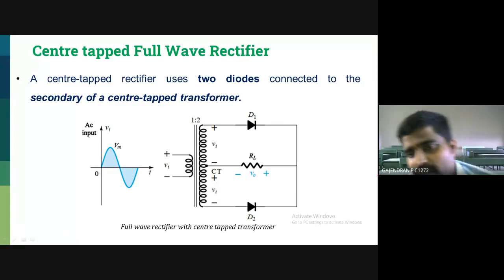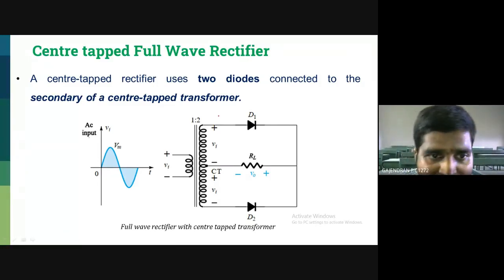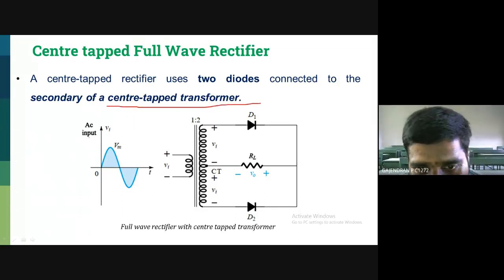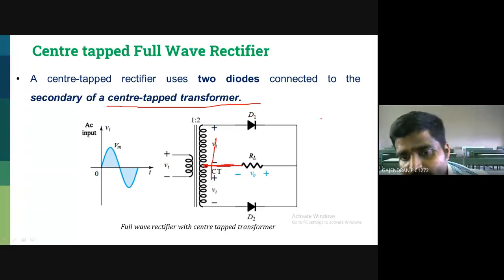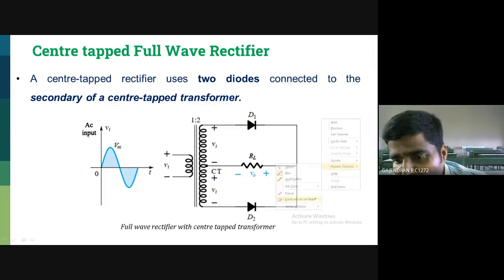Have you noted the circuit diagram? How many diodes we have used? Two diodes. Why it is called as a center tapped transformer? The secondary winding we have center tapped output. Is it clear, sir? Yes, okay. Now we will see one by one.